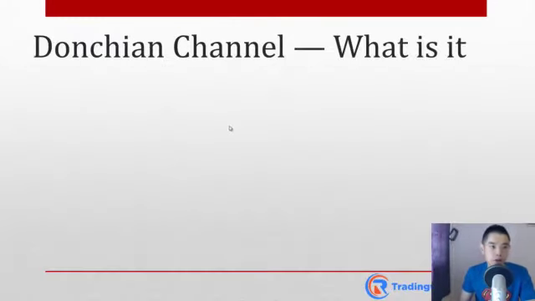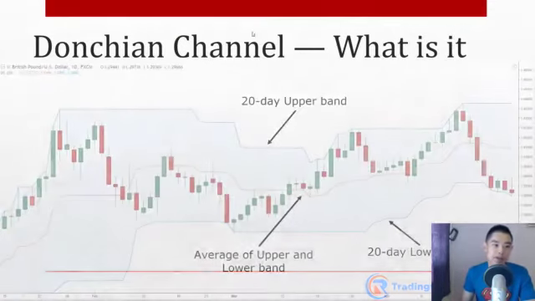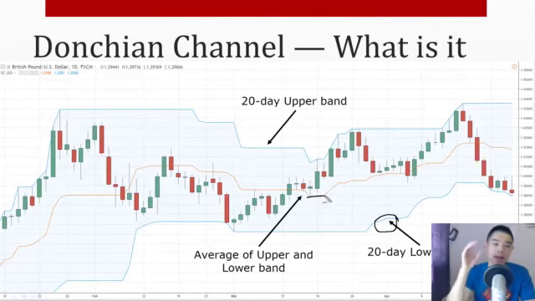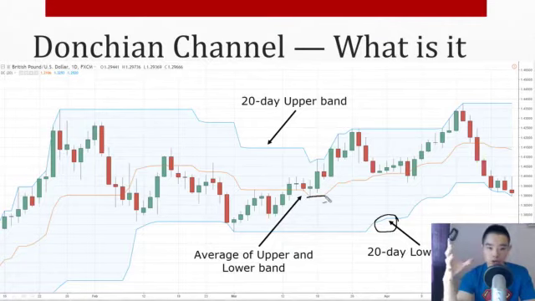But for now, let's move on and talk about the Donchian channel. The Donchian channel is another indicator, and this one is relatively straightforward. No complex math. There are 3 lines: upper band, middle band, and lower band. The upper band is simply the 20-day high. This one over here is the 20-day low, and this middle band is simply the average between the 20-day high and the 20-day low. So this is where you get your Donchian channel having 3 lines on the chart.